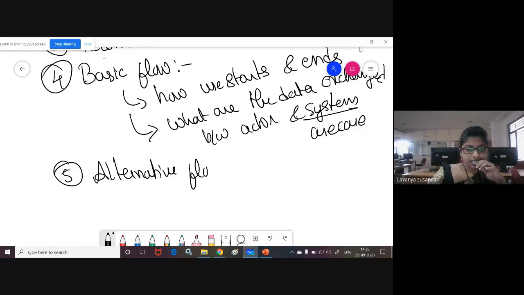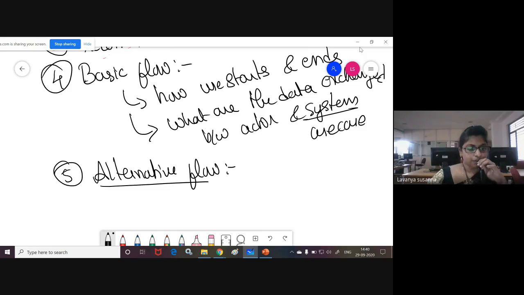Alternative flow is nothing but, for example, if you are logging into the system and you have entered the wrong password, you will get some message, right? What is the basic flow? You need to enter the username, enter the password, and click login. After clicking login successfully, you enter the system. That is the basic flow.